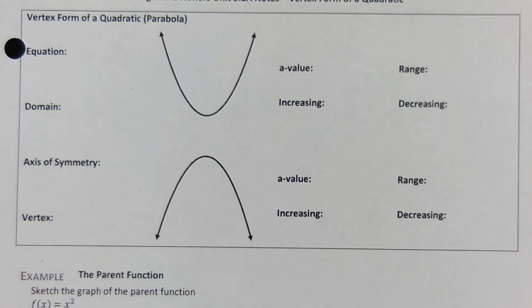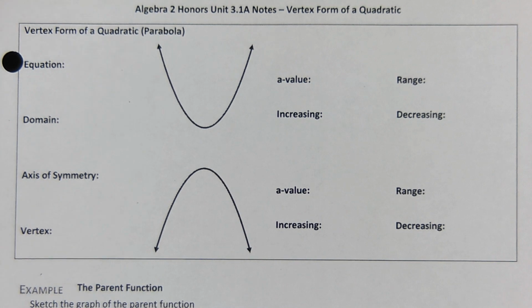Boop. Like I said, section 3.1, part A, vertex form. There are three forms that we're going to talk about. There's vertex form, intercept form, standard form, and we will talk about them in that order. Tomorrow's notes will be about intercept form, so today is just vertex form.